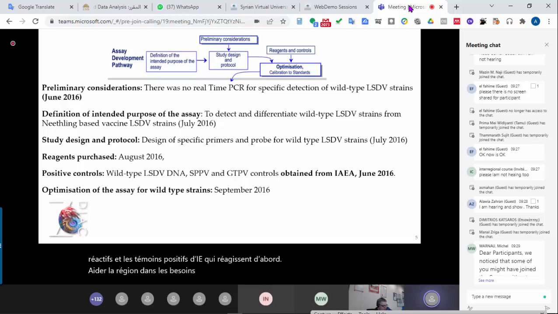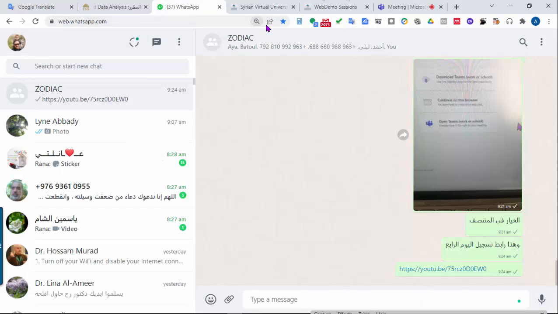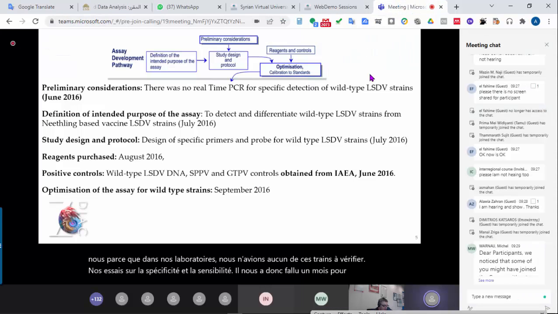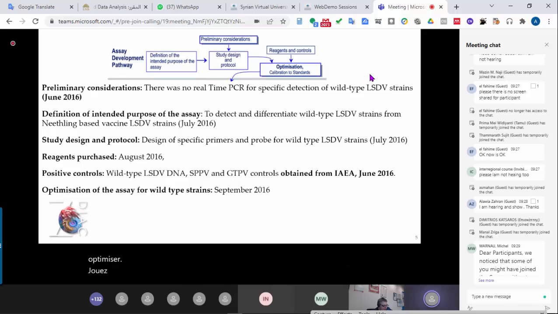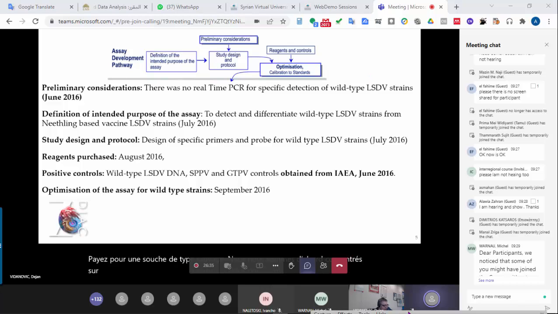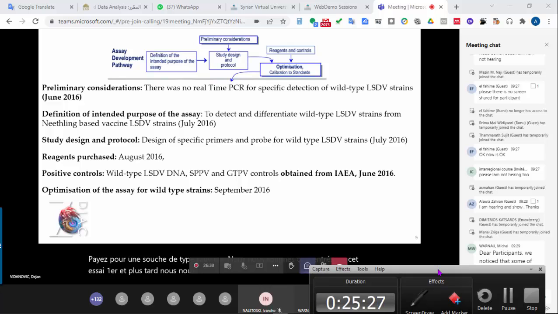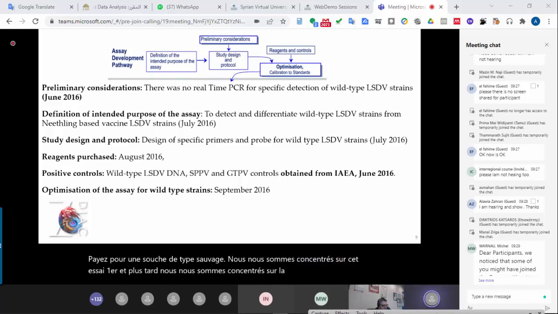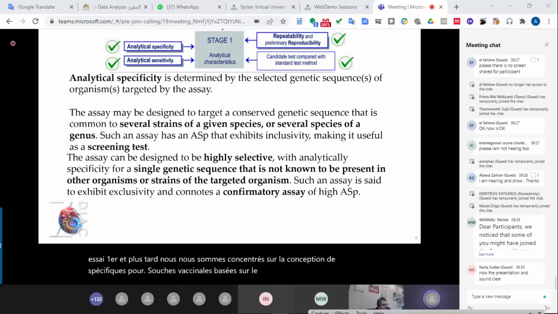So it was very important for us because in our laboratories we did not have any of these strains to check our assays on specificity and sensitivity. So it took us 1 month to develop the assay for wild type strains. We were focused on this assay first, and later we focused on designing an assay specific for Neethling-based vaccine strains.